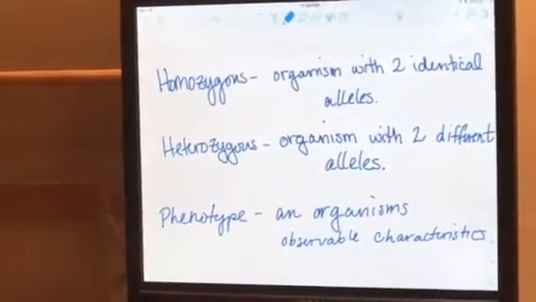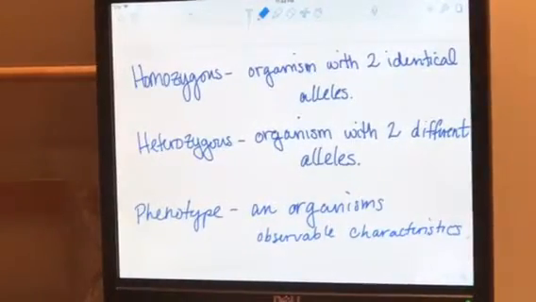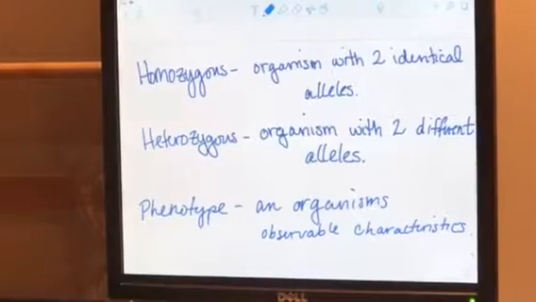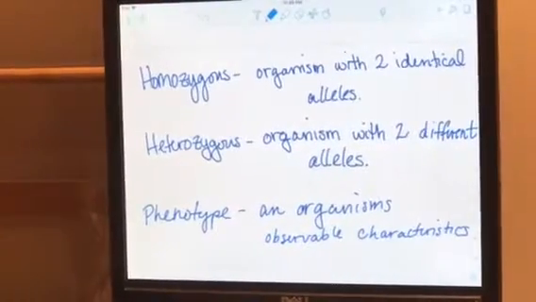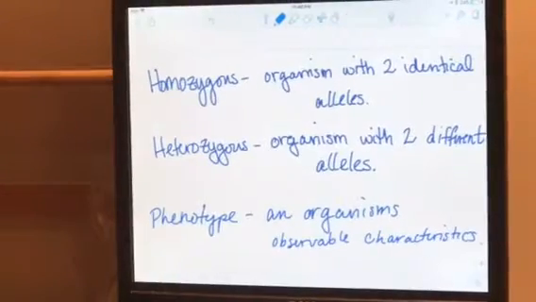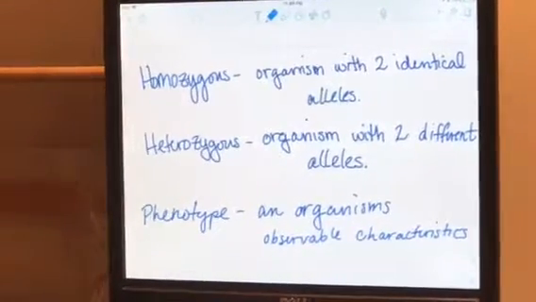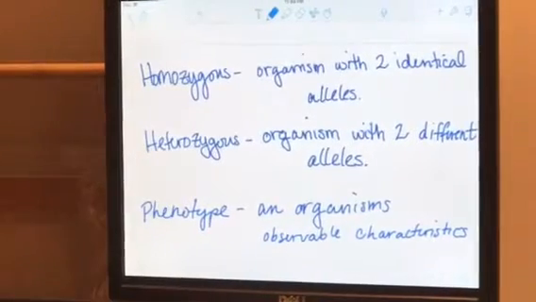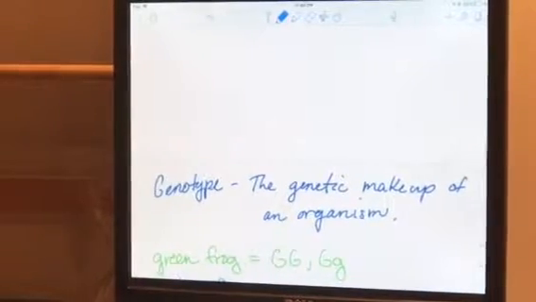Homozygous and heterozygous organisms are similar but different. Homozygous organisms have two identical alleles, which can be both dominant or recessive. Heterozygous organisms have two different alleles, which are typically dominant and recessive. The phenotype of an organism is its observable characteristics, such as blue eyes and brown hair. The genotype of an organism is its genetic makeup.